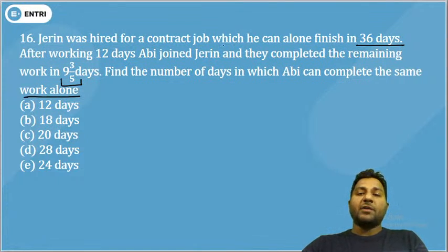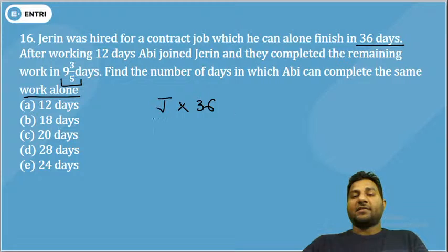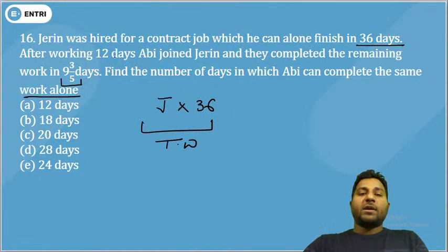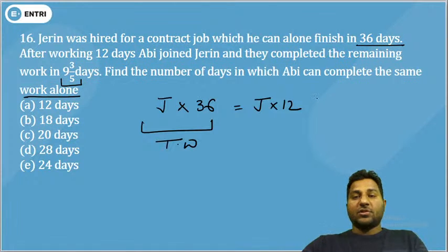Jerin was hired for the contract job. He can alone finish it, so Jerin can complete the same work in 36 days. That means this must have been the total work. After working 12 days, Abhi joined. So for 12 days, Jerin has done the job.